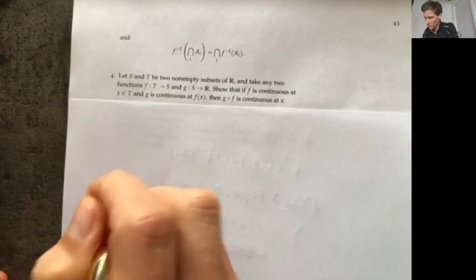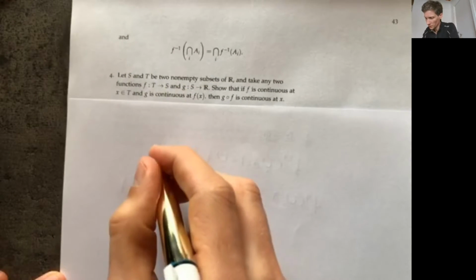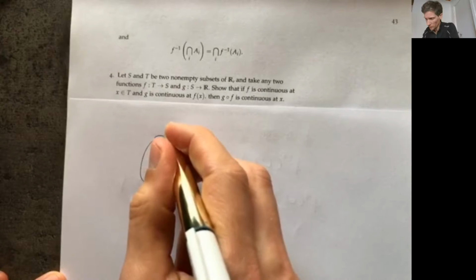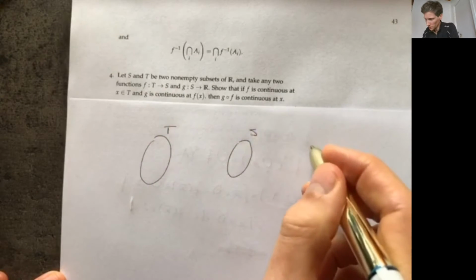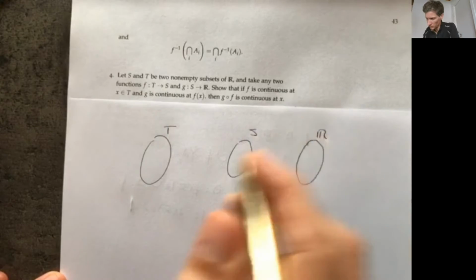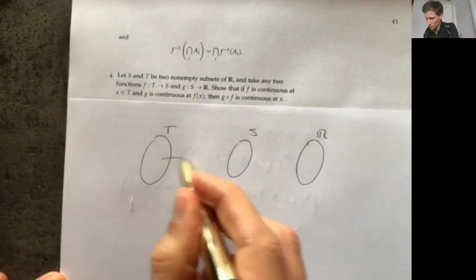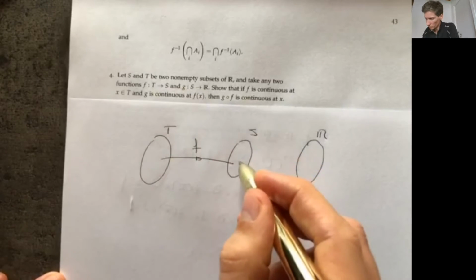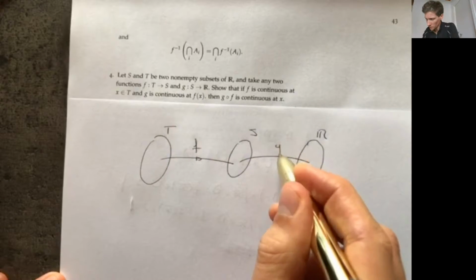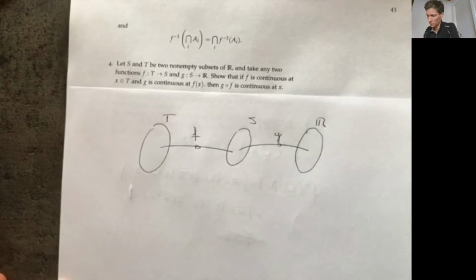Okay, question number 4. So what do we have? We have S and T, they are non-empty subsets of R, and we have two functions. So if you have T, then you have S, and then you have R. So f goes from T to S. Okay, so it's a function like this. And g goes from S to R. So g has domain S and image in R.